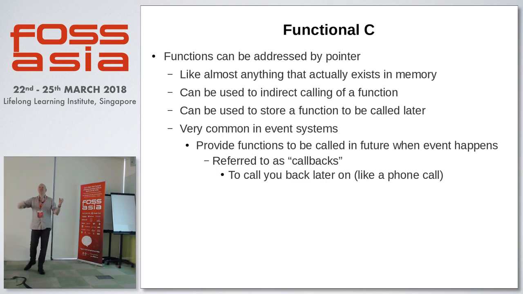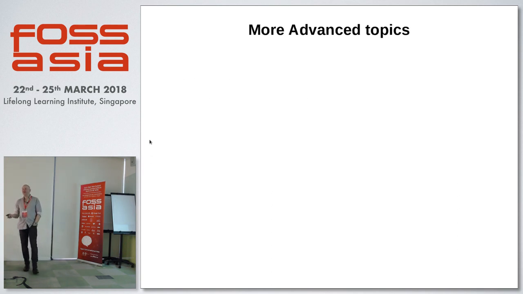You can basically say call this something sometime later when the thing is done. So you can store a function. And that kind of makes C a functional language, which is kind of what you're getting at before. You can store functions and then indirect and call them later. So they're often called callbacks because you call them back just like on a phone.